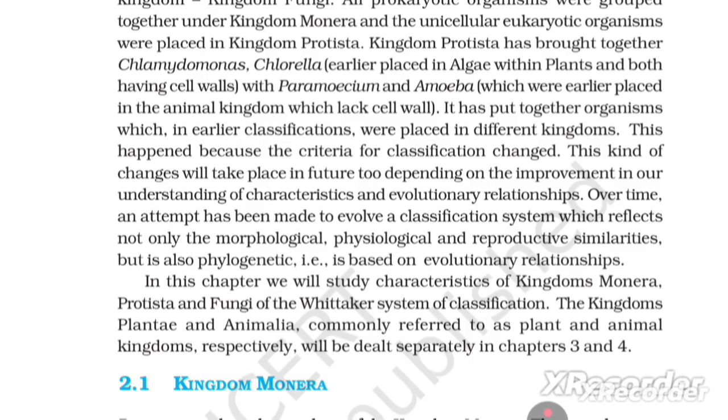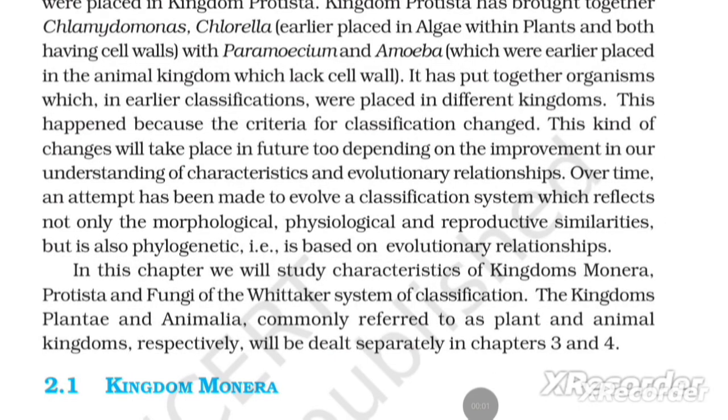evolutionary relationship. Over time an attempt has been made to evolve a classification system which reflects not only the morphological, physiological and reproductive similarity but is also phylogenetic, that is, based on evolutionary relationship. In this chapter, we will study the characteristics of kingdoms Monera, Protista and Fungi of the Whittaker system of classification, and the kingdoms Plantae and Animalia, commonly referred to as the plant and animal kingdoms respectively.